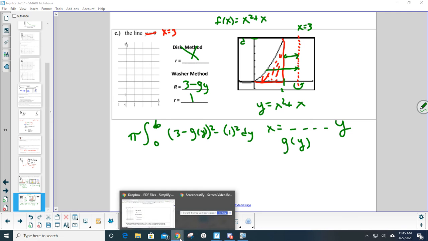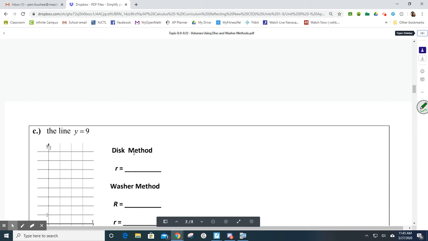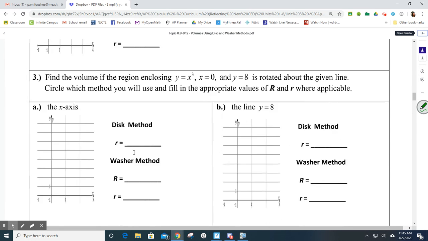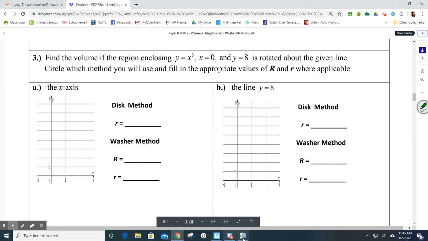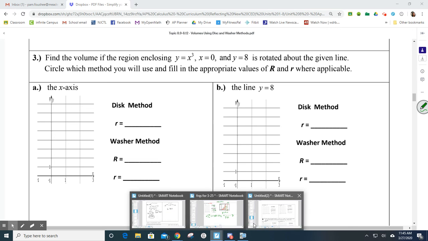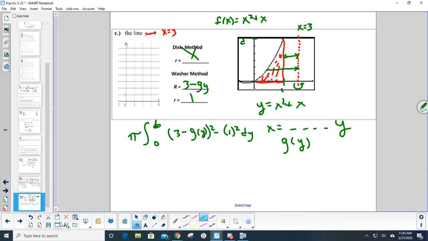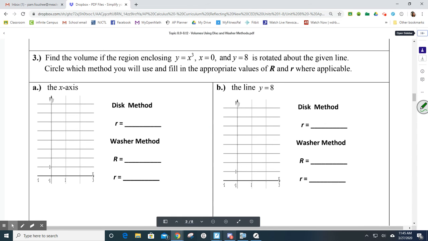Okay. So what was the other one you want to look at? 3A. 3A. Okay, so on 3A, y equals x cubed, y equals 8, x equals 0. So let me just take a quick picture of it. So with it being the x-axis, does y equal 0? Hold on for a minute, because I got to be able to draw on it. I'm a real visual person. I can't visualize stuff.